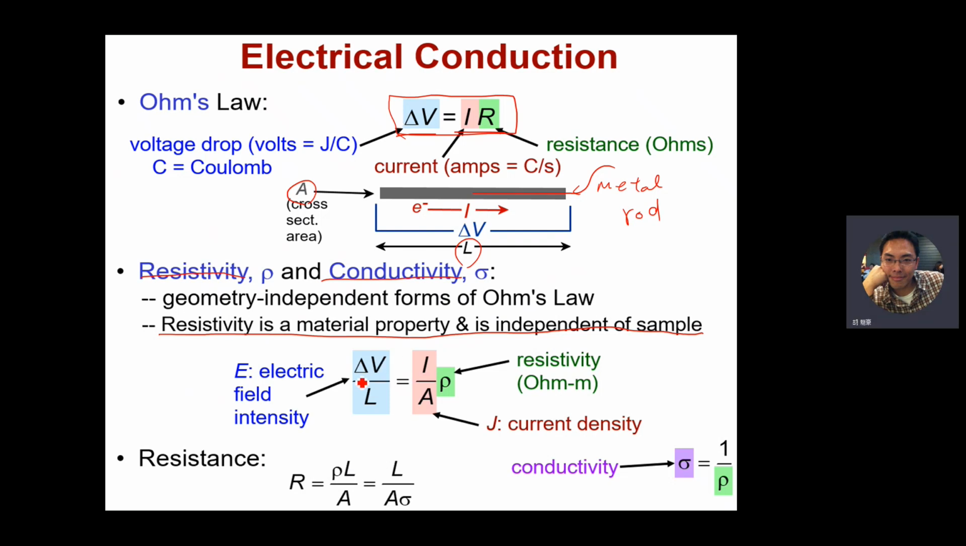Therefore, the voltage drop divided by the length of the metal rod equals the current divided by the cross section times a constant called the resistivity, and its unit is ohm meter. Okay, and this constant is resistivity, a material's property. And the conductivity is the inverse of the resistivity. And resistance is geometry dependent.